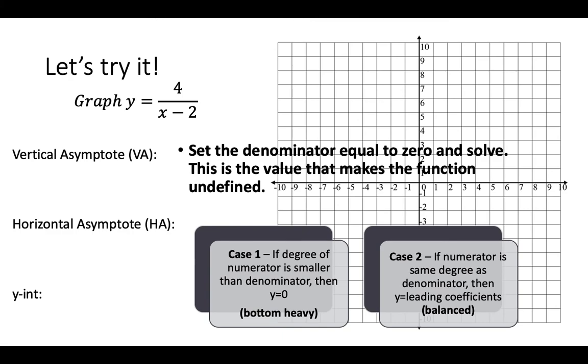So the vertical asymptote is going to be on this one. It's pretty easy to see. The vertical asymptote for the function provided is going to be x is equal to 2.